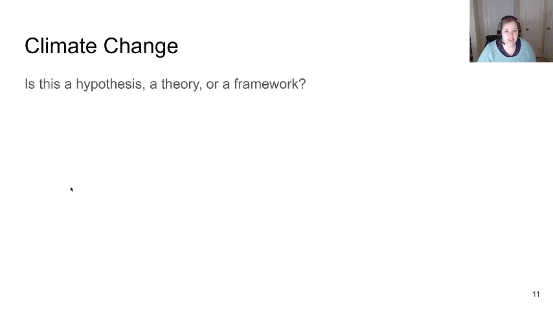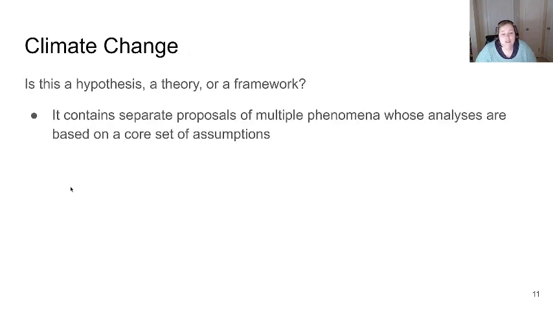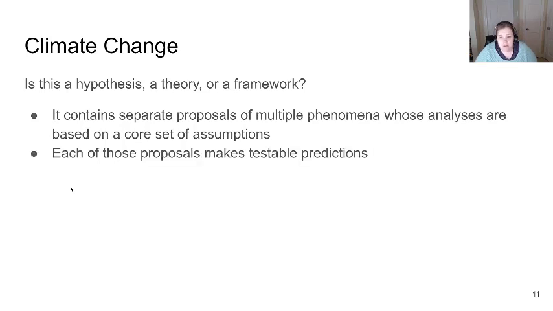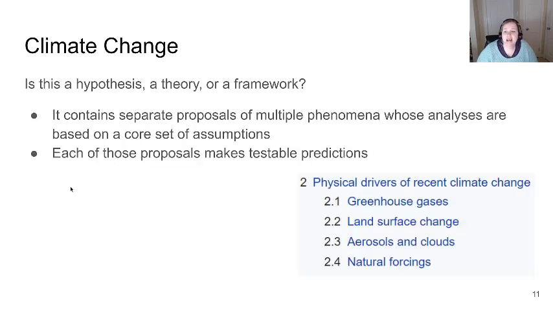Okay, climate change, my next example. Hypothesis, theory, or framework? Okay. So climate change unto itself contains separate proposals of multiple phenomena whose analyses are based on a course of assumptions, right? Each of those proposals makes testable predictions. And in fact, if you look at climate change on Wikipedia, notice that there are these different physical drivers of recent climate change. These things are related, right? Greenhouse gases, land surface change, aerosols and clouds, natural forcings. But each of these makes predictions unto themselves.